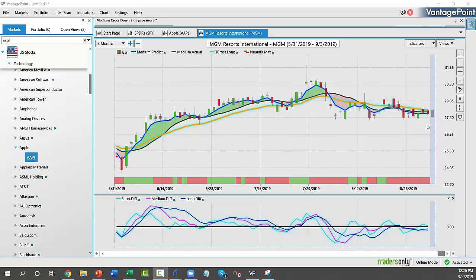Now, I don't trade one day out, but it can help if I'm thinking about going short on MGM. It can help me confirm that, yeah, it looks like we've got some downward momentum, a prediction. So it adds to the confidence of my trading.